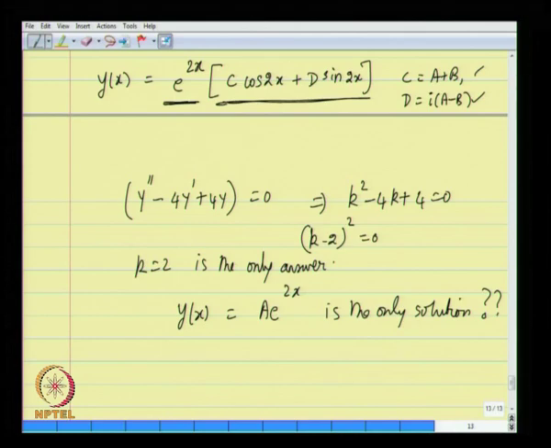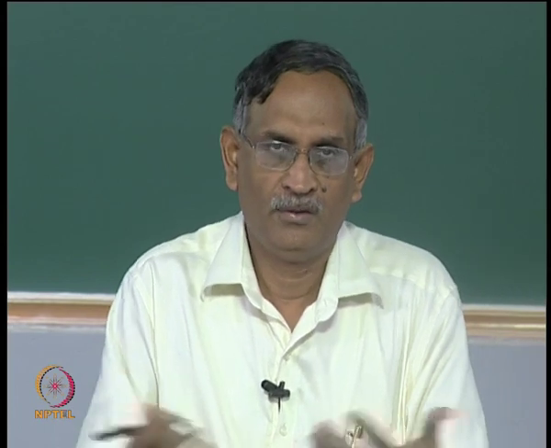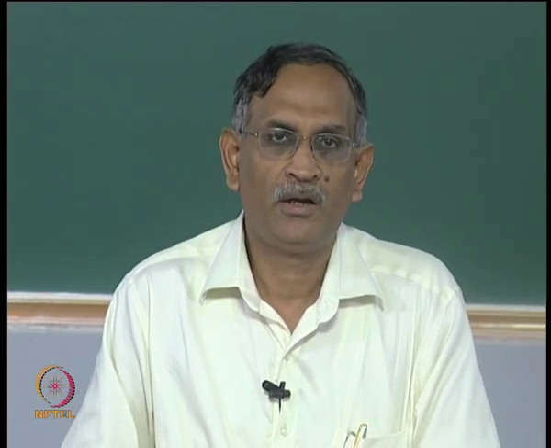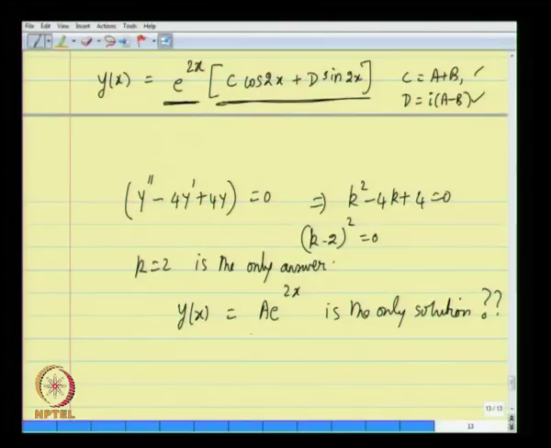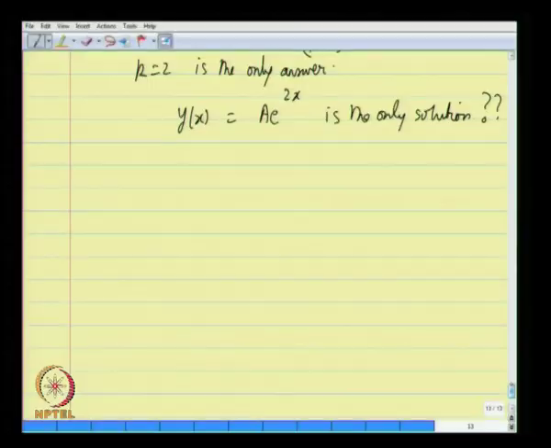Because it is a second order differential equation, we expect two general solutions, or general solutions with two arbitrary constants. And therefore, there is another form that we need to worry about. Instead of explaining why that form is, let me give you that particular form.